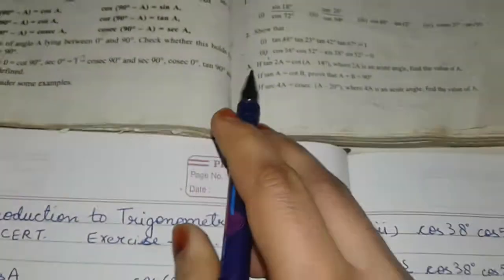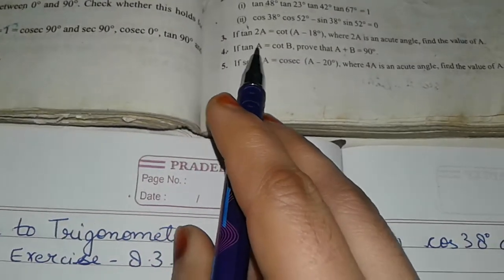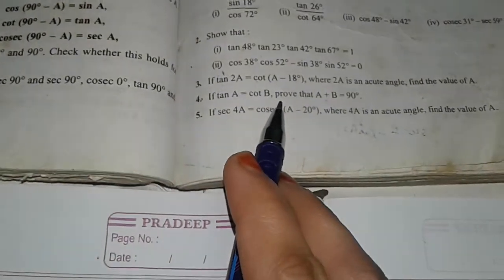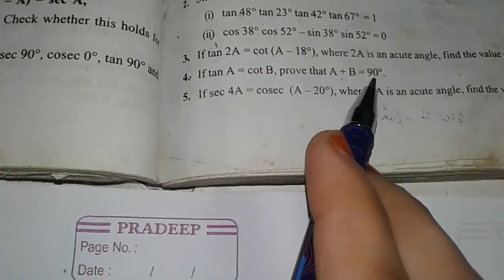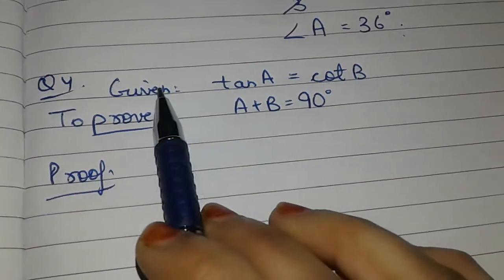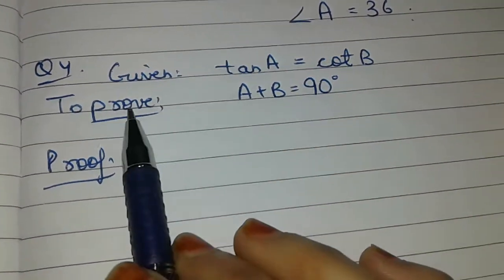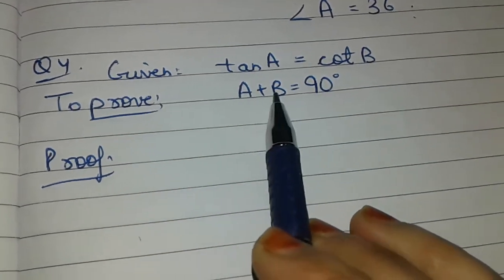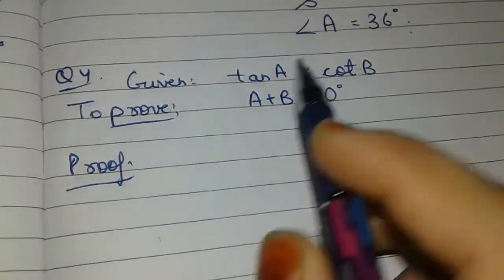Okay. Now question number 4. Question number 4 is, if tan A is equal to cot B, prove that A plus B is equal to 90 degrees. Okay, write down. Here is the question. Given is tan A is equal to cot B, and we have to prove A plus B is equal to 90 degrees.